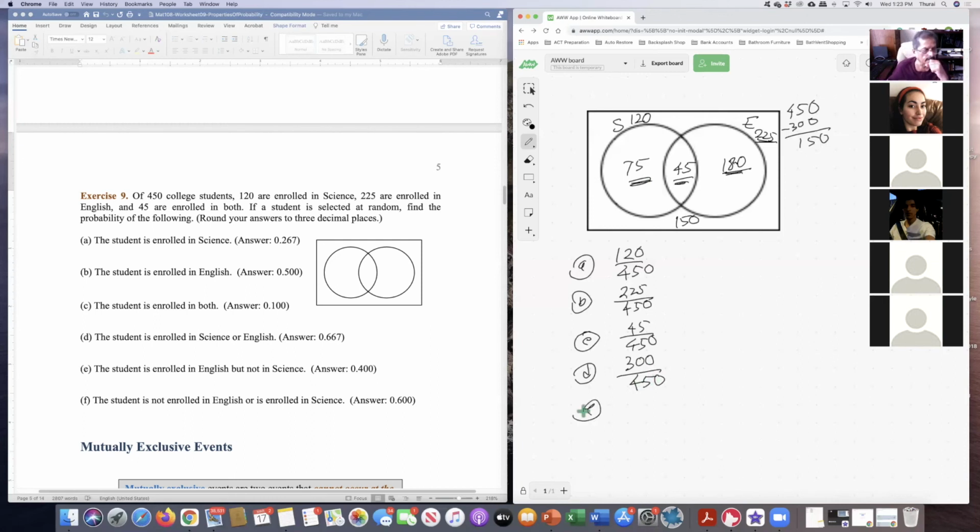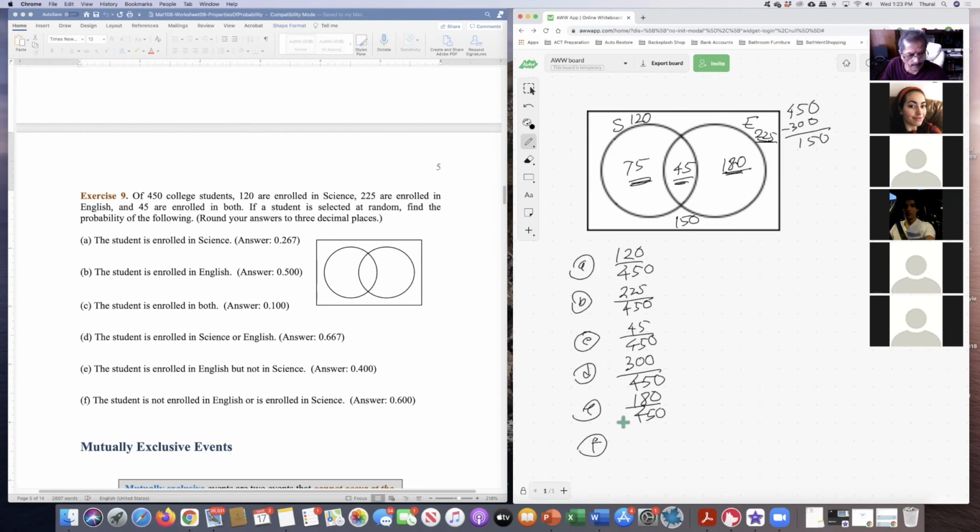Part E says the student is enrolled in English, but not science. 180 over 450. Right. So the only thing different here from the set theoretic problem is that you have to divide by the count of the sample space. All right, part F, okay, that's a tricky question. The student is not enrolled in English. It doesn't say student is not enrolled in English or science. It says student is not enrolled in English or is enrolled in science.